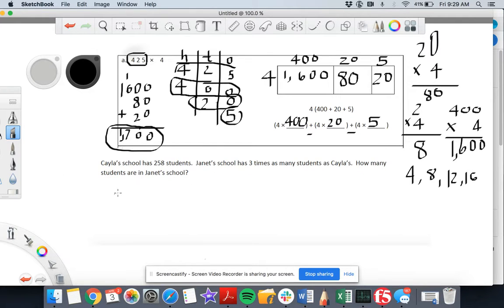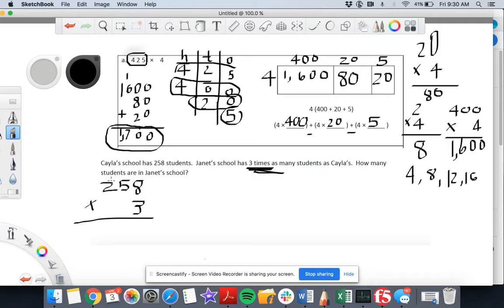Okay, let's do another example. So this is a word problem, and once again, we will be using multiplication and the partial product method. So Kayla's school has 258 students. Janet's school has 3 times, so that tells us we're going to multiply, 3 times as many students as Kayla's. How many students are in Janet's school? So let's multiply 258 times 3.